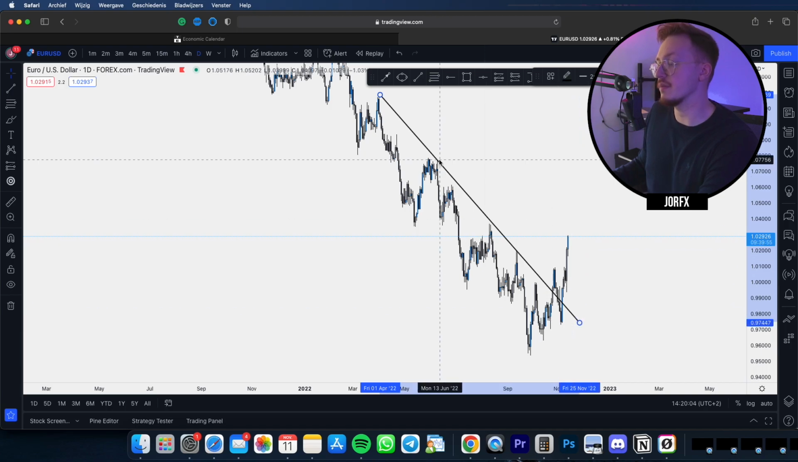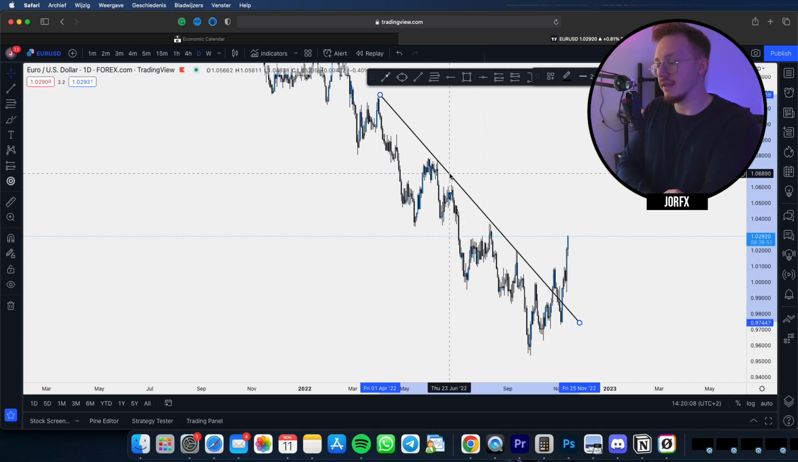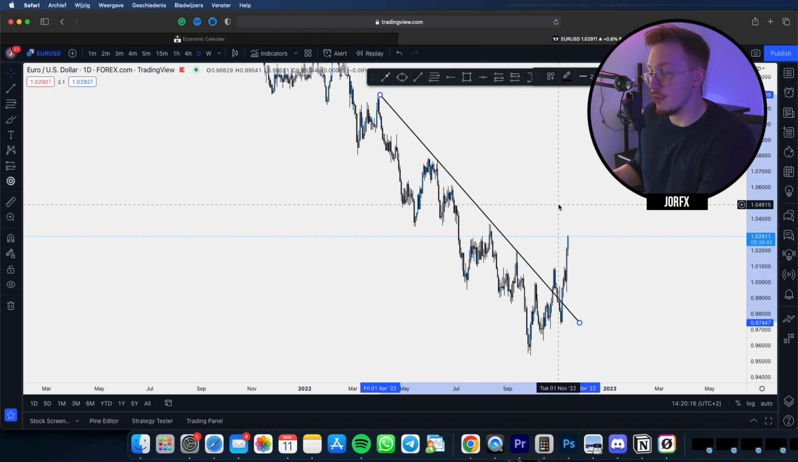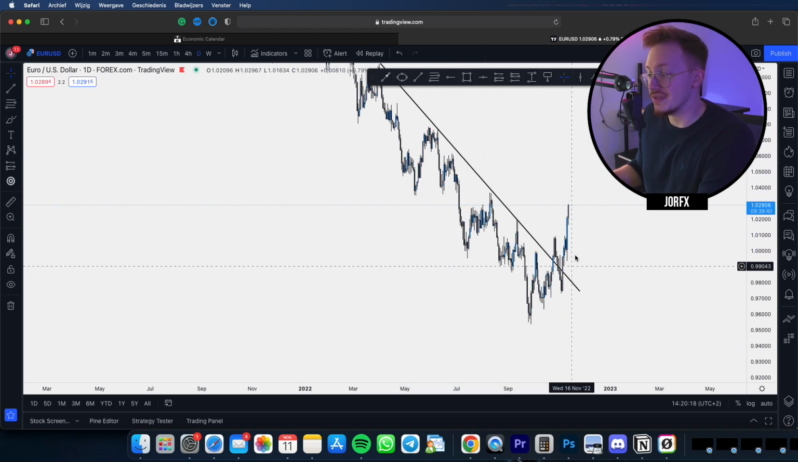This is something I'm also going to talk about in this video: trend lines, trends, how you can see if they shifted, how you can see if something changed in the trend, and how you can see if it is a market structure shift or not. So what happened? Euro USD broke this trend line.